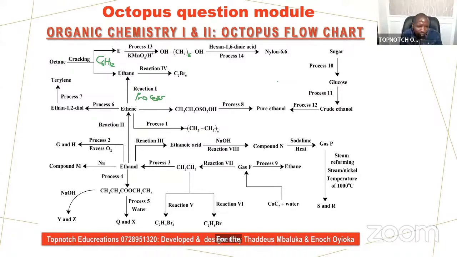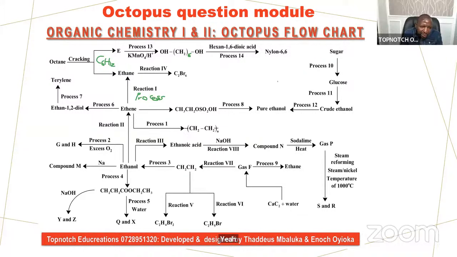Sodium peroxide. Perfect. Then we continue. But remember, if it was... Magnesium hydroxide, and you need to know the formula of magnesium hydroxide, how to write it.